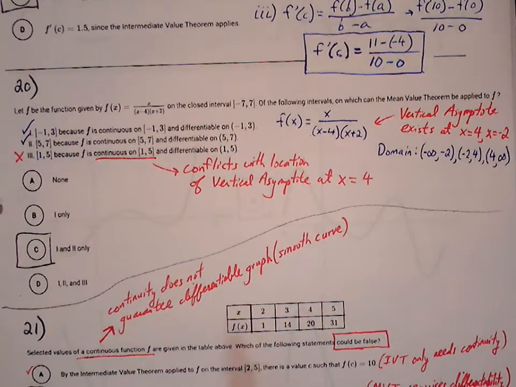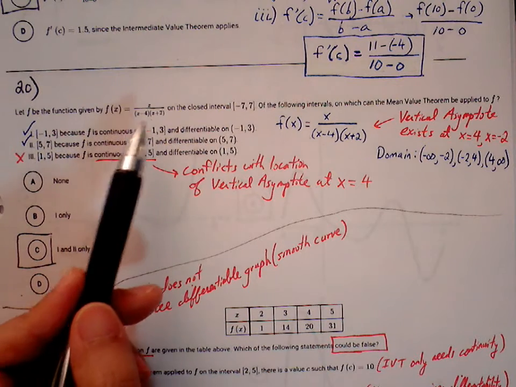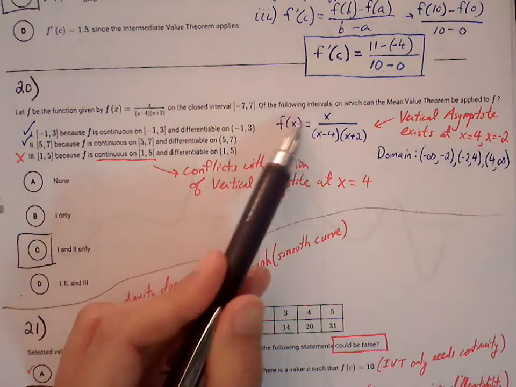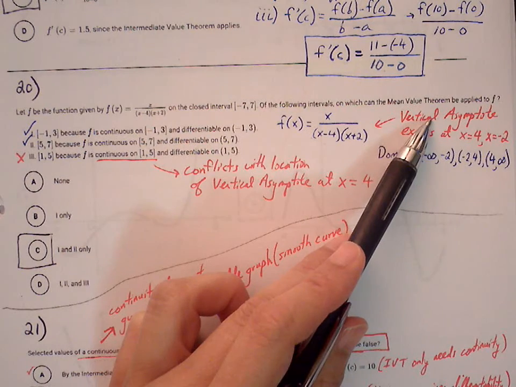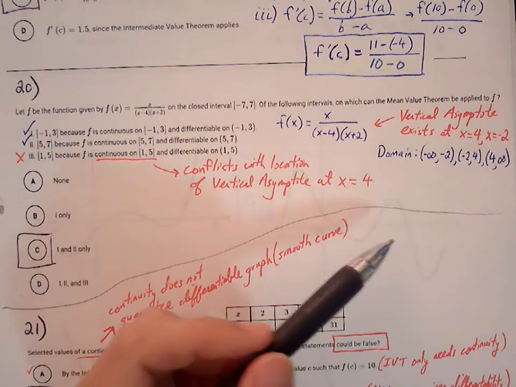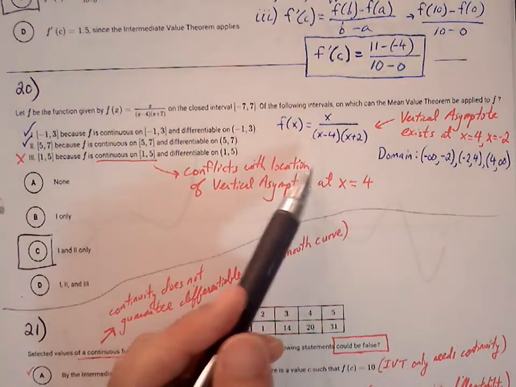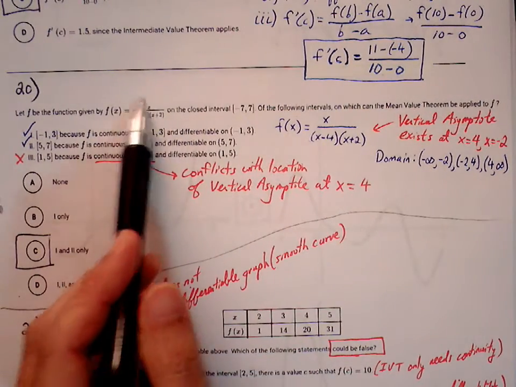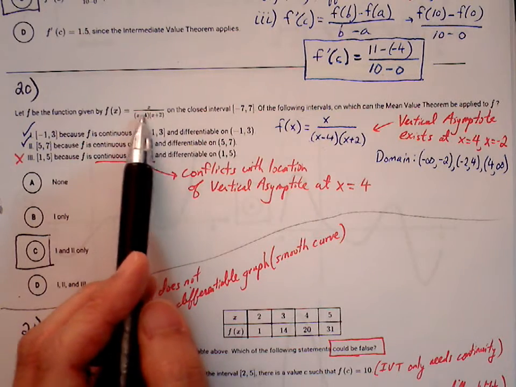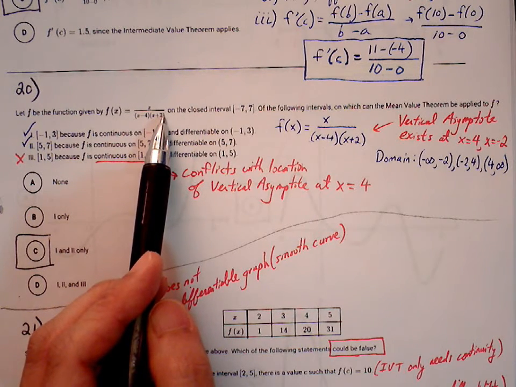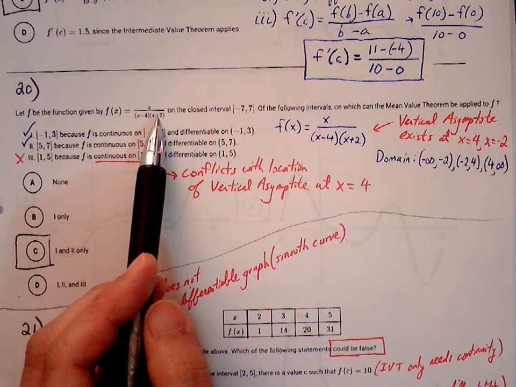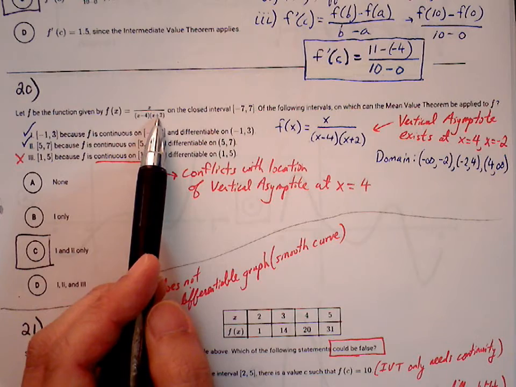Okay, number 20. We have a function defined by f of x equals x over (x minus 4)(x plus 2). On which of the following intervals can mean value theorem be applied? First off, this is a rational function, so it's going to be a smooth curve as long as it exists. The only thing that could break this apart is places where there are vertical asymptotes or holes.